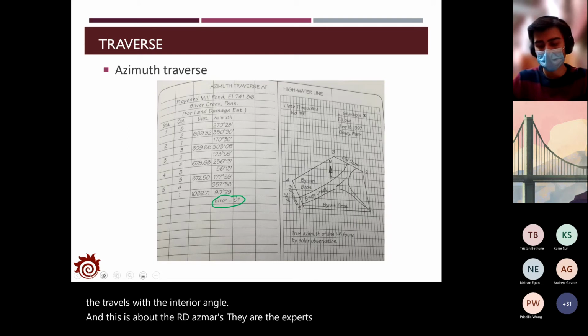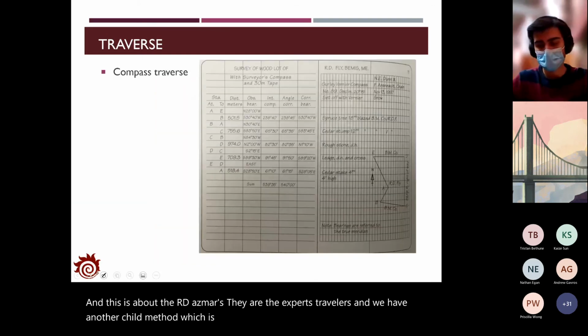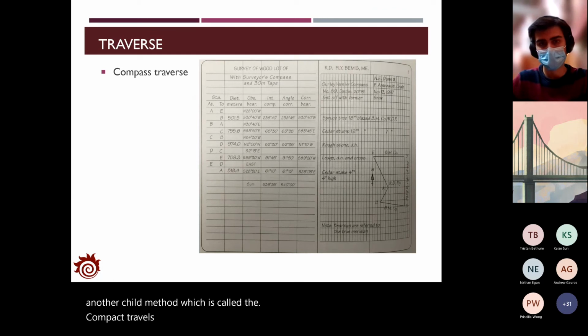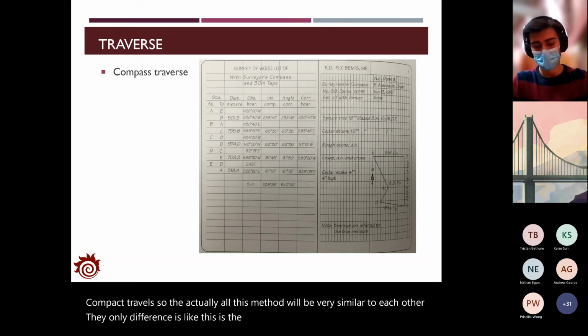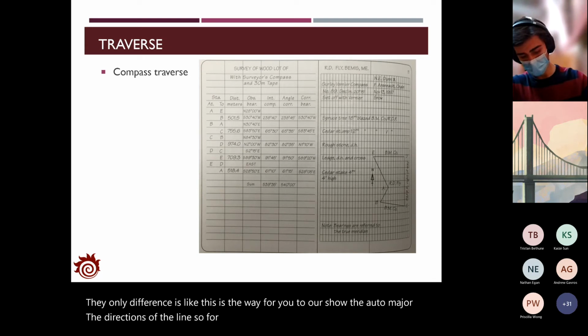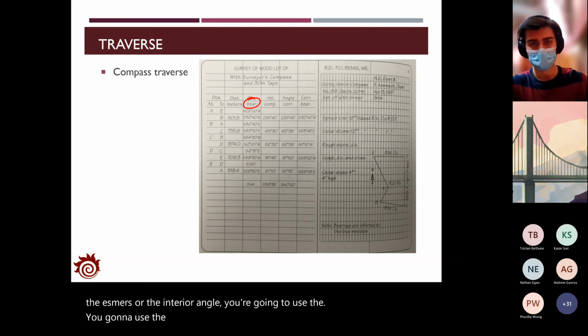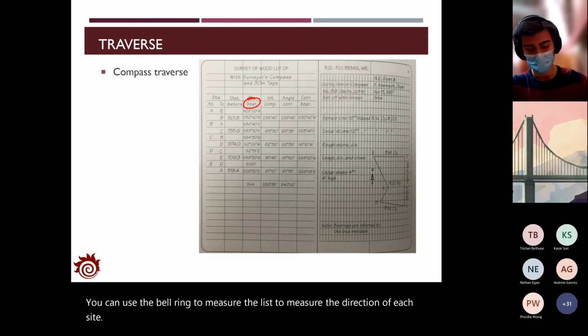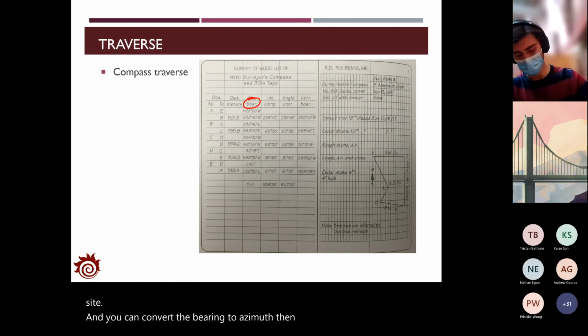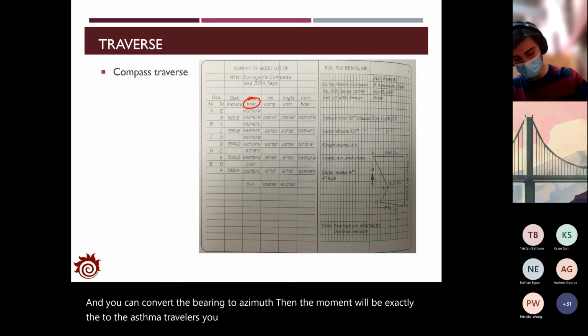And we have another method which is called the compass traverse. So actually all these methods will be very similar to each other. The only difference is the way for you to show or to measure the directions of the line. So for the compass traverse, instead of using the azimuth or the interior angle, you're gonna use the bearing to measure the direction of each side, and you can convert the bearing to azimuth. Then the measurement will be exactly the same as the azimuth traverse. You can also use the bearing to calculate the interior angle.